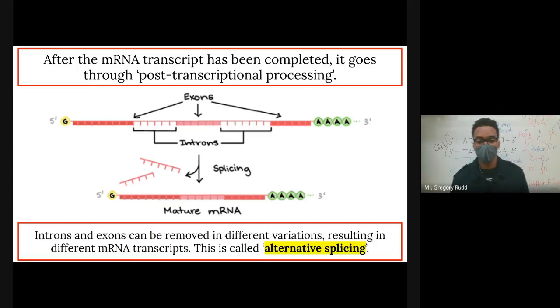Okay, one more. So we can remove the introns or the exons as well in different variations. And this can result in different transcripts. And different transcripts can code for different proteins. This is a process that's called alternative splicing. We can end up with various combinations of introns and exons that give us different codes.